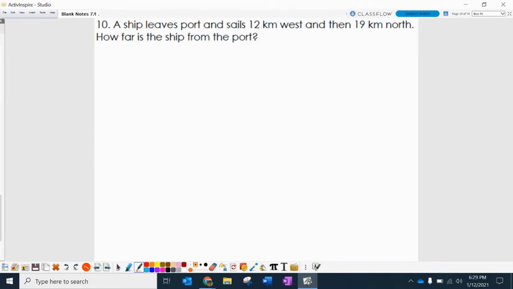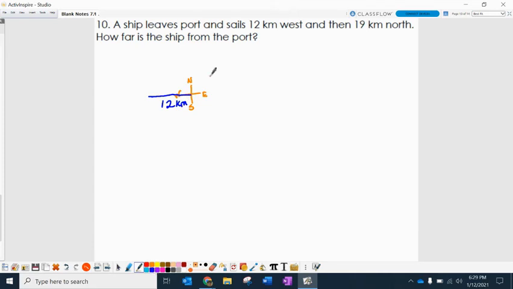A ship leaves port and sails 12 kilometers west and then 19 kilometers north. How far is the ship from the port? If we're going to do a navigation problem, we like to start with our little crossbars, and we think of that as our northeast, southwest. And this says we're going to travel west 12 kilometers. That means we're going exactly west, or straight west, as straight as Miss Weaver can draw. And that's 12 kilometers.